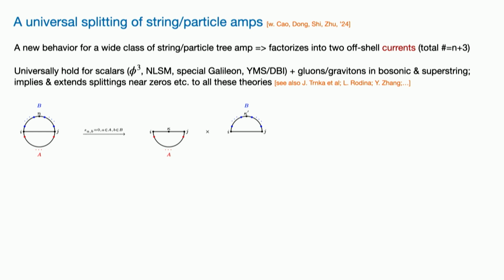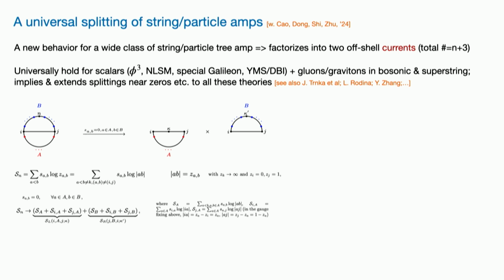So you pick 3 particles, and the rest of the particles are divided into blue and red. You set all the s_AB, where A belongs to red and B belongs to blue, to be 0. This is the splitting picture. This is still something we understand from the string picture, but we don't quite understand directly from field theory: why all these field theories obey the same splitting behavior when you send the Lorentz product of momenta in these 2 sets to be 0.